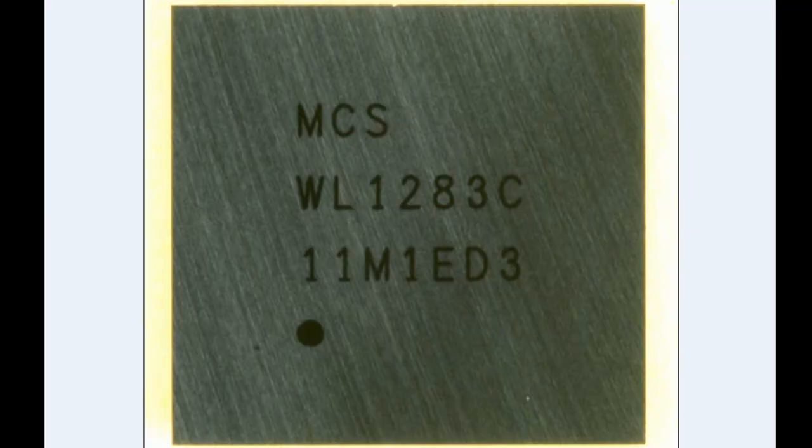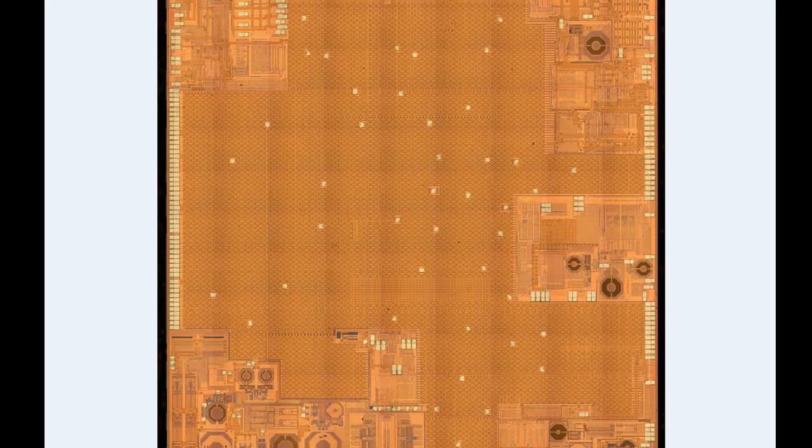Hi, my name is Jefferson Chua. I'm a circuit design analysis engineer at Chipworks. Today, I will be discussing the Texas Instruments WL1283 WiLink 7.0 chip. I will be showing you the Bluetooth clock circuit as well as the IQ generator associated with this clock circuit. So let's get started.